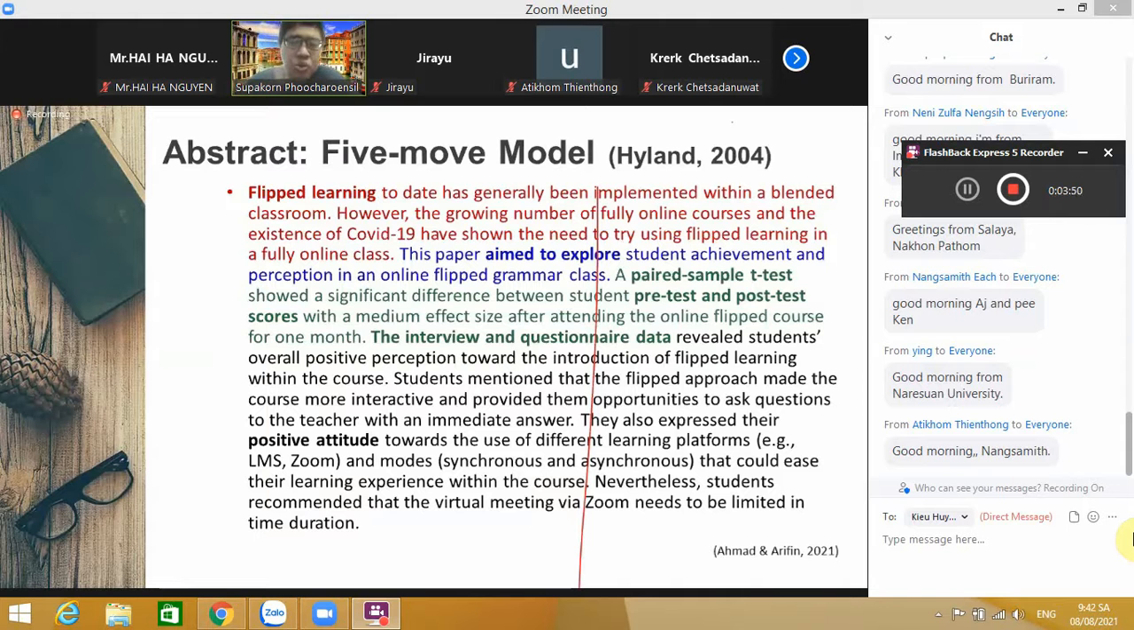Okay, here you should also include all the instruments being used, like interview, questionnaire, and what the main findings are that you have discovered, right? And then you can also discuss. So you can see that the rest of the abstract is dedicated to discussion of the findings in a brief way. And I think in the final sentence, nevertheless, students recommended that. So this is like a recommendation from your study based on student perceptions.